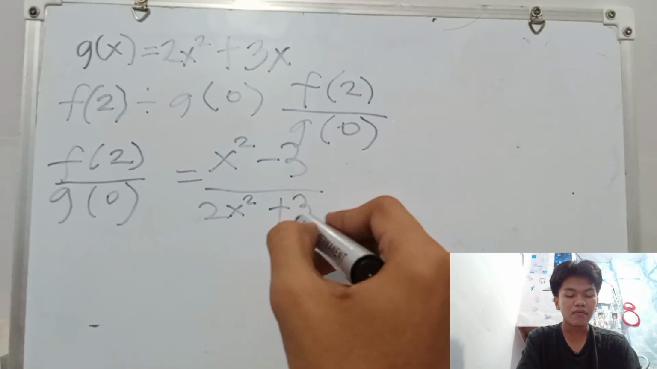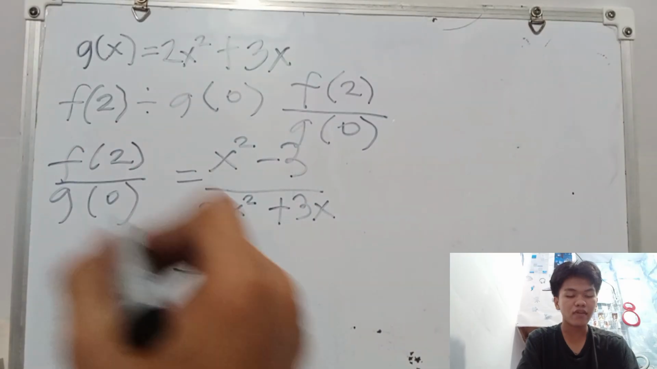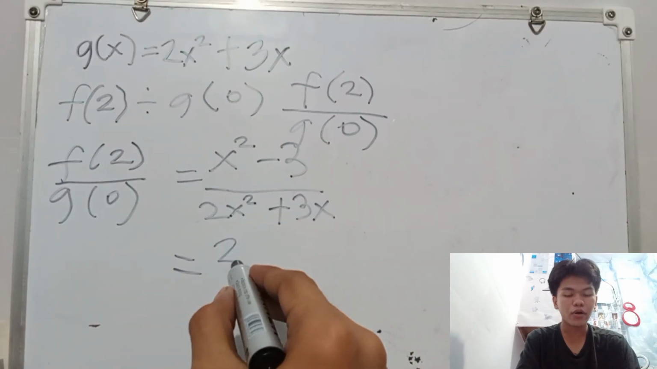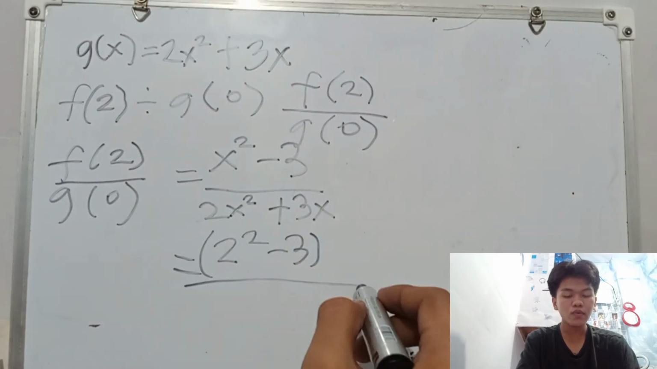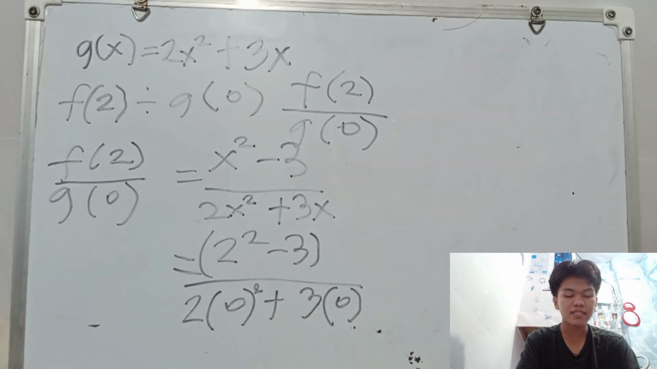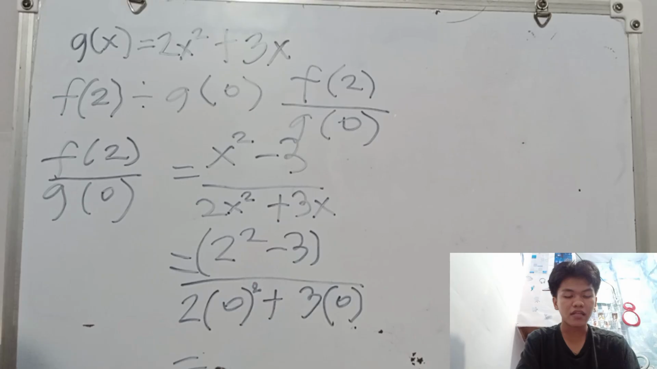Now plug in the values of f and g. Therefore, we have (2 squared minus 3) over (2 times 0 squared plus 3 times 0). So we simplify. 2 raised to the power of 2 is 4, then minus 3, copy. Then 0 raised to the power of 2 is 0, and 0 times 2 is 0, plus 3 times 0 is equal to 0.